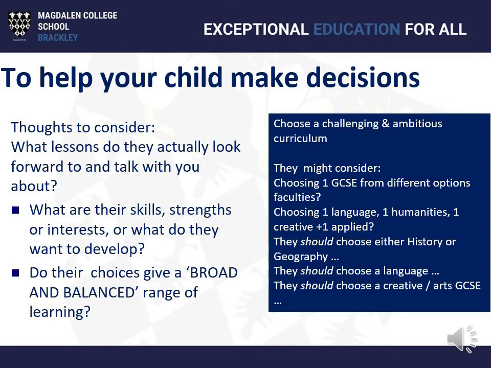Now they could choose a GCSE from different options faculties. They could choose the humanities, choose a language, choose one from ADT, the tech and the art. They could choose one from EPA, the music, drama and PE. That's a way they could manage it. They could choose a language, humanities, one creative, one applied.